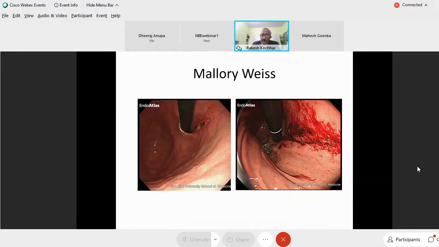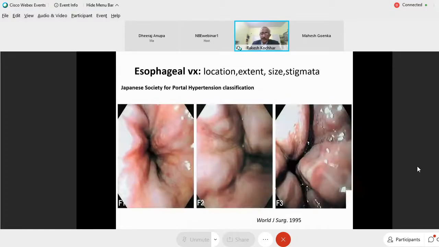Mallory Weiss tear, what is this? This is an ulcer which is 2/3 to 3/4 below the gastroesophageal junction, and rest of it is above the gastroesophageal junction. So classically seen on retroversion. So linear ulcerated lesion with or without a bleeding vessel across the gastroesophageal junction, primarily on the gastric side.